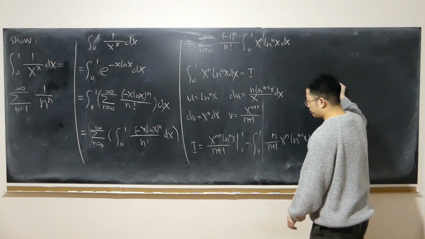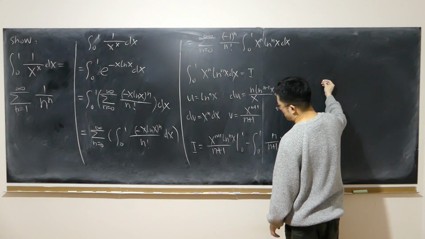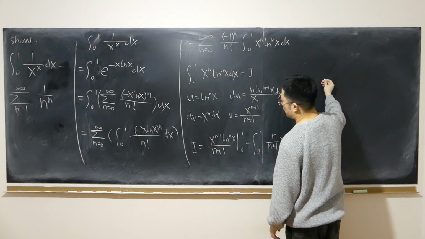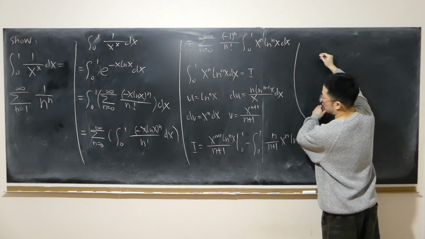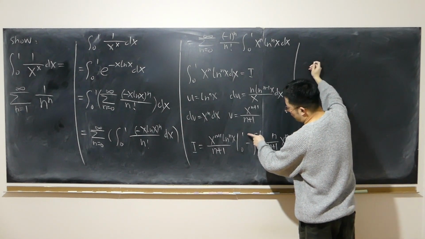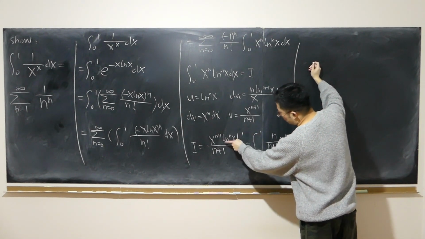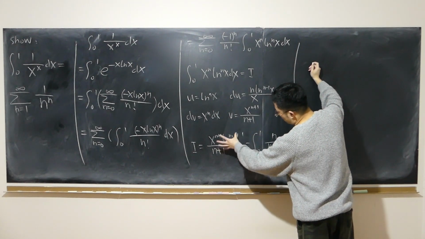So since this part, let me have a look. 1 doesn't have a problem, right? If I replace x with 1 in here, log of 1 is just 0, 0 times it, so the whole thing becomes 0.